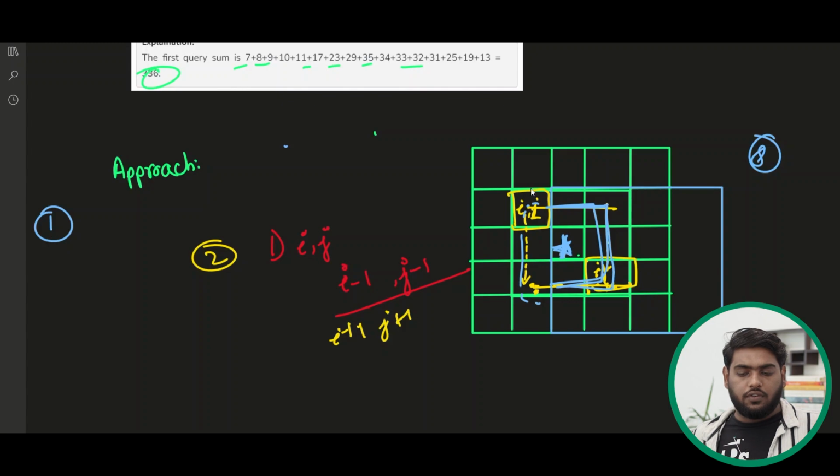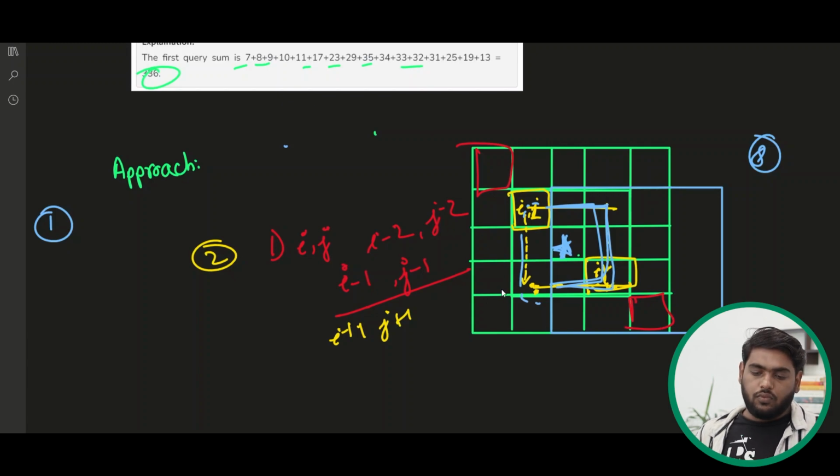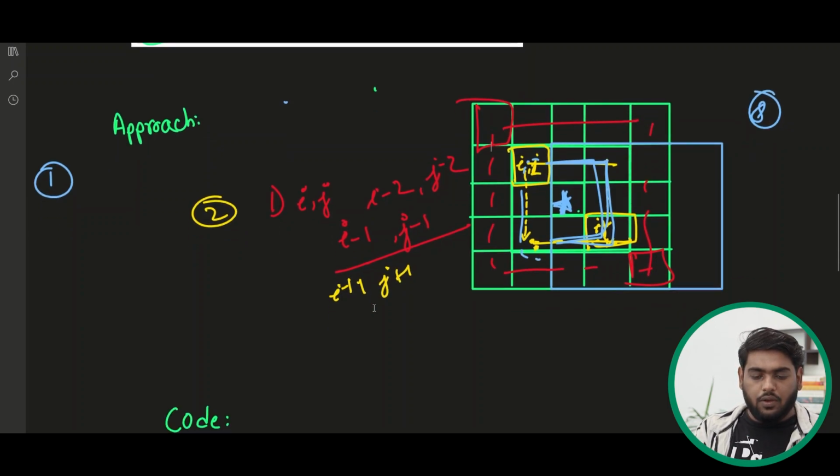This is for the one hop, and the same thing can be done for the second hop as well. So if you are here, you can figure out this value by doing i minus 2 and j minus 2, and this value by doing i plus 2 and j plus 2. Once that is done, you just have to travel the boundary and we will get the sum of it, correct? So let's see how we can code that up.